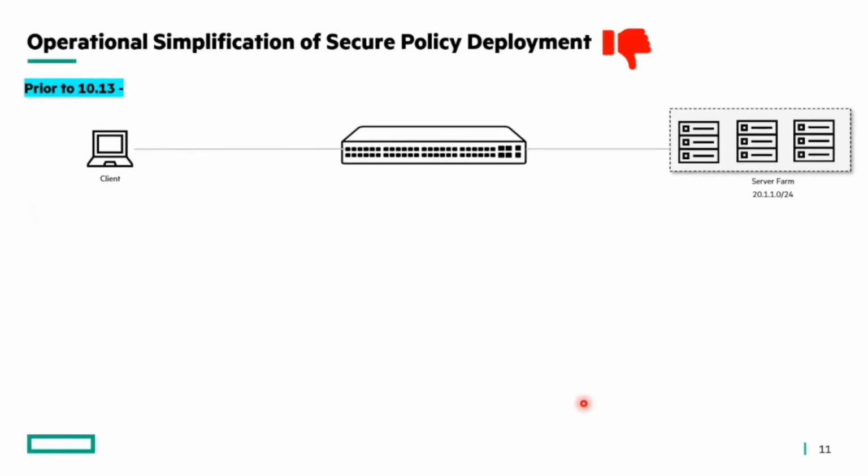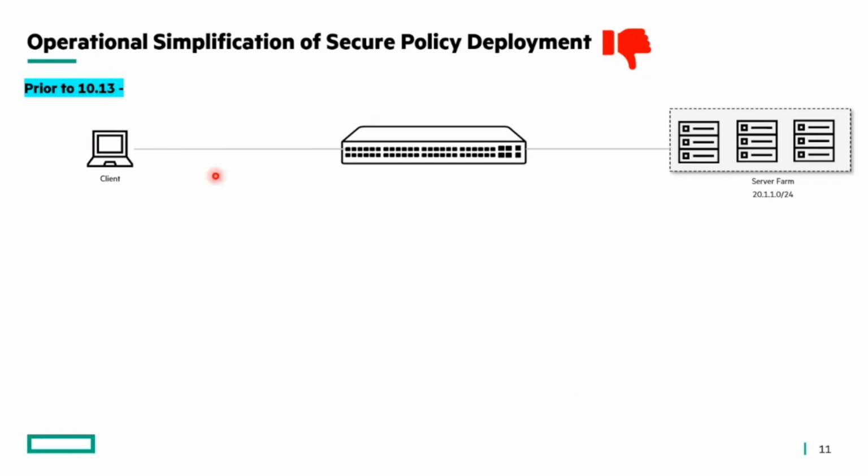Now the use cases. This is one of the topics of most interest in this session. The first use case is operational simplification of secure policy deployment. Let's see the difference in behavior between the releases: how it is lacking till now and how reflexive policy will help to achieve it.